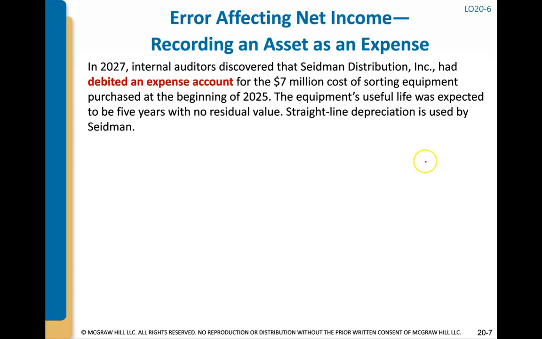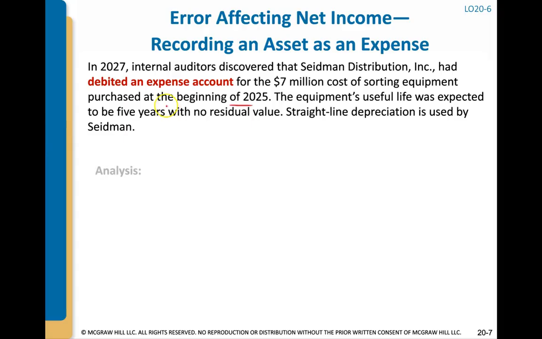In 2027, internal auditors discovered that Seidman Distribution Inc. had debited an expense account for the $7 million cost of sorting equipment purchased at the beginning of 2025. The equipment's useful life was expected to be 5 years with no residual value. Straight line depreciation is used by Seidman. Let's see what should have happened.